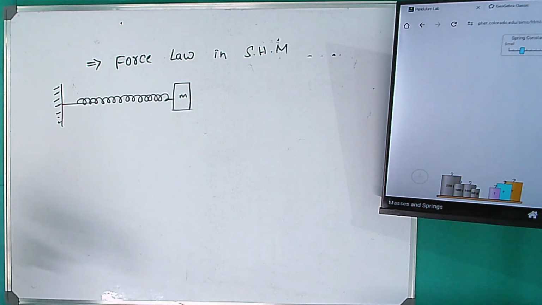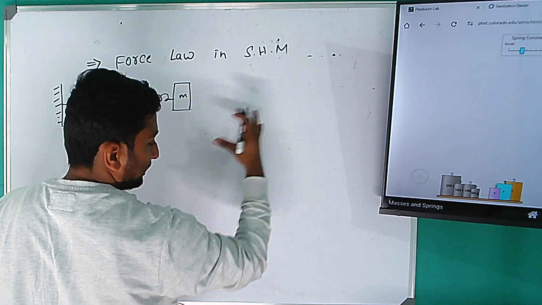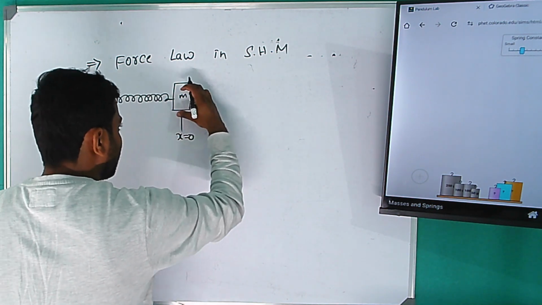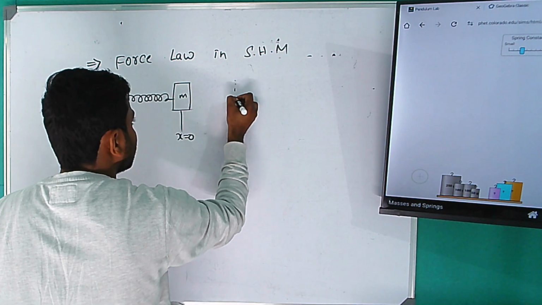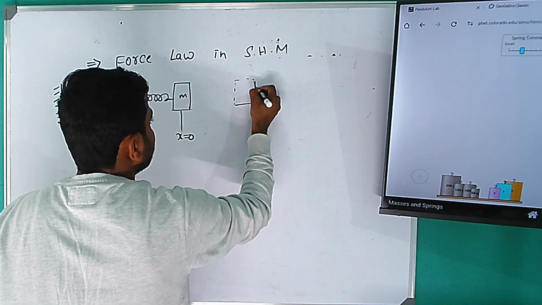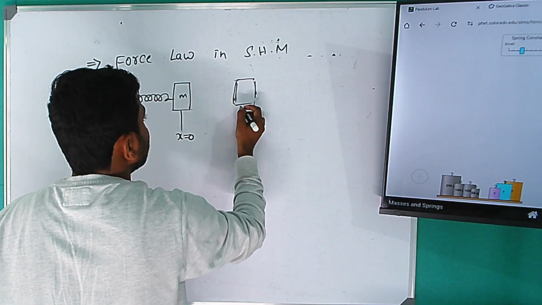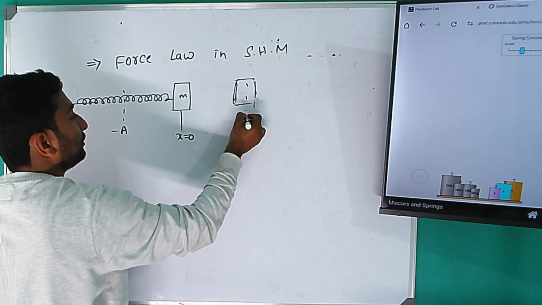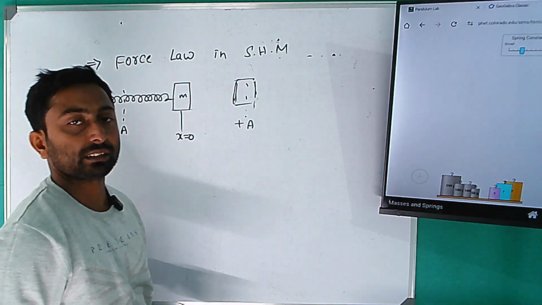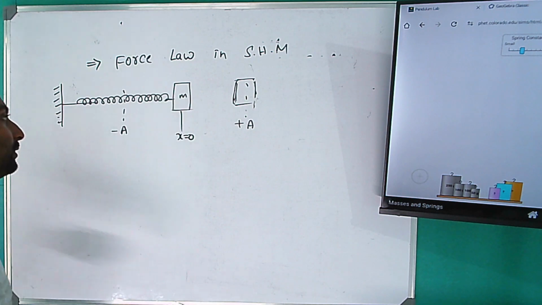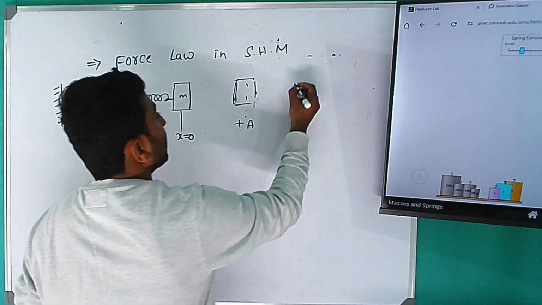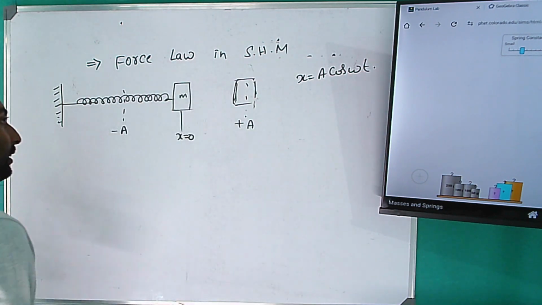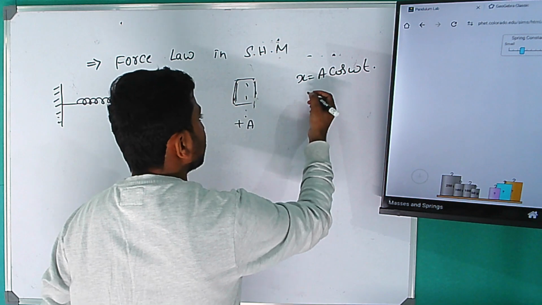The mass is attached to the spring, and when I disturb this, from here to plus A, this is x is equal to 0. This particle will execute simple harmonic motion in between plus A and minus A. So according to the displacement equation, which is given by x is equals to a cos of omega t, we already saw in the last class how this equation is written.